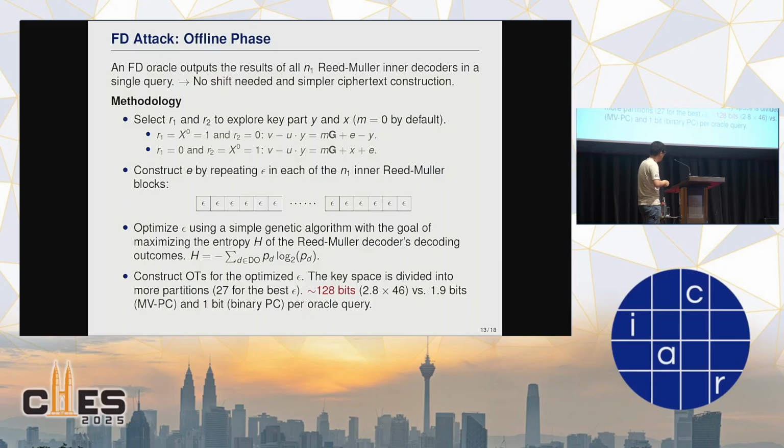So the key space is divided into more partitions. In this case, we can decode to 27 Reed-Muller decoding outputs, so we get more information. It's roughly 120 bits per oracle call. This is much larger than 1.9 bits for MVPC and 1 bit for binary PC.